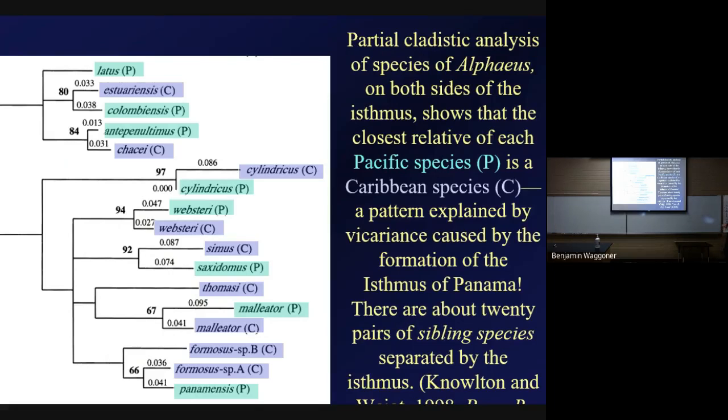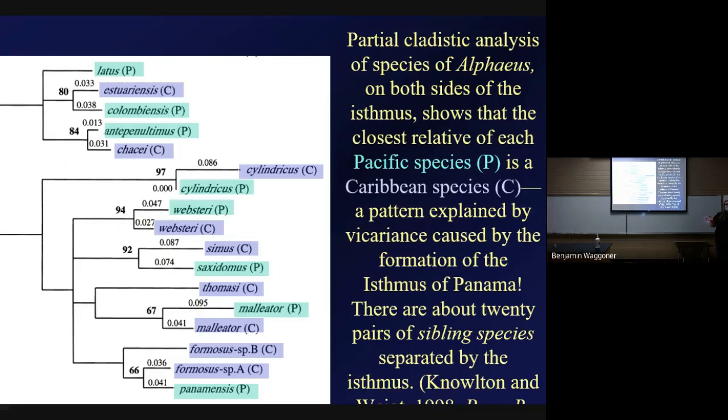You don't even have to read the names. But if you look up at the top, you can see there's a Caribbean species called Estuarensis, and its closest relative is a Pacific species called Columbiensis. And then below that, there's a Pacific species called Antipenultimus, whose closest relative is a Caribbean species. And you can see this pattern, and you're only seeing a part of the results. They found about 20 pairs of species where the closest relative of the Caribbean one was the Pacific one.